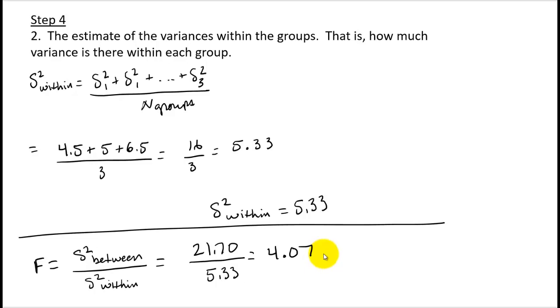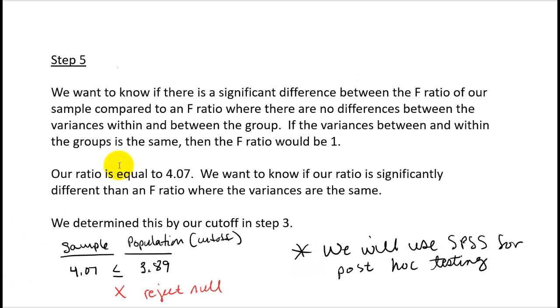The question is, is that a significant F ratio? We know that it wants to be much greater than 1, but is this much greater enough from 1? Step 5, we want to know if there is a significant difference between the F ratio of our sample compared to an F ratio where there are no differences between the variances within and between the groups. If the variances between and within the groups are the same, then the F ratio would be 1. Our ratio is equal to 4.07. We want to know if our ratio is significantly different than an F ratio where the variances would be the same. In step 3, we determined our cutoff score.